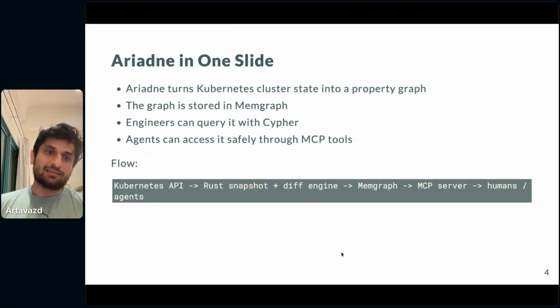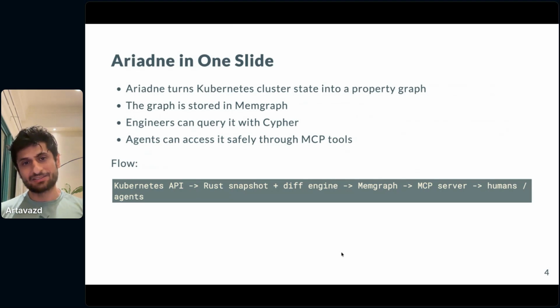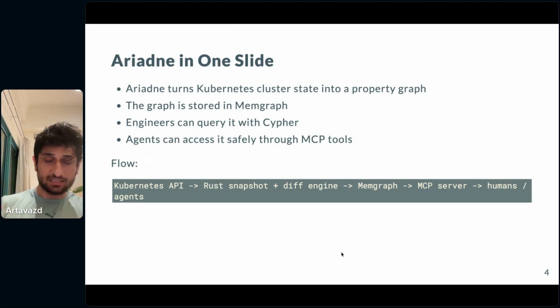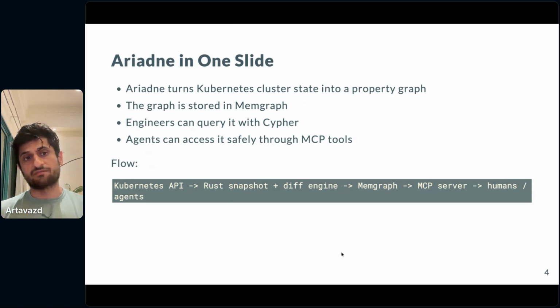So Ariadne does a simple thing. It takes the state of the Kubernetes cluster, converts it to entities and edges, and inserts it as a property graph. That graph is stored in Memgraph. Engineers can query it using Cypher, and agents or people can also safely walk through it via MCP. So the flow is simple.